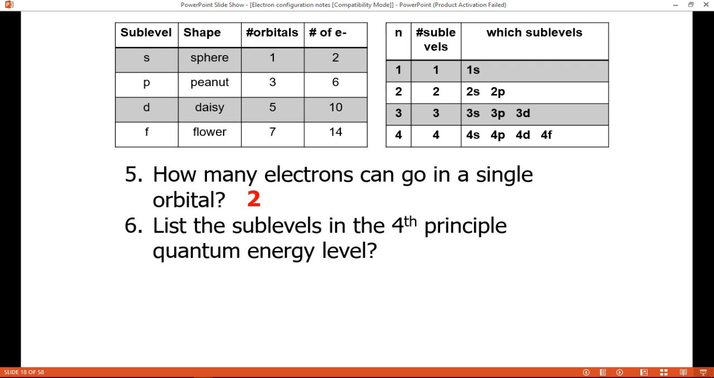Number 6, list the sublevels in the fourth principal quantum energy level. So we're looking at the fourth energy level when n equals 4. We're going to list them. So it would be the 4s, the 4p, 4d, and 4f.